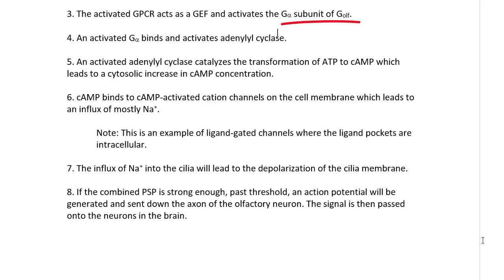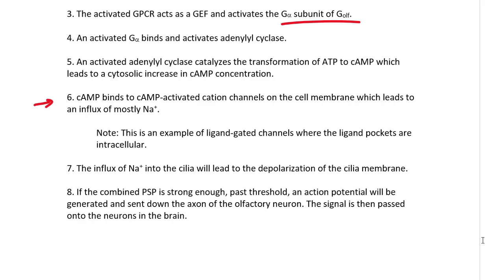Cyclic AMP binds to cyclic AMP activated cation channels on the cell membrane, which leads to an influx of mostly sodium. So instead of having transmitter-mediated channels, what you're going to have is an action happening through the G protein coupled receptor leading to the activation of adenylyl cyclase, which leads to an increase in cyclic AMP concentrations. And then cyclic AMP will bind to ligand-gated channels, where the ligand binding pockets are cytosolic. Filling them with cyclic AMP will lead to those channels opening, and those are cation channels.